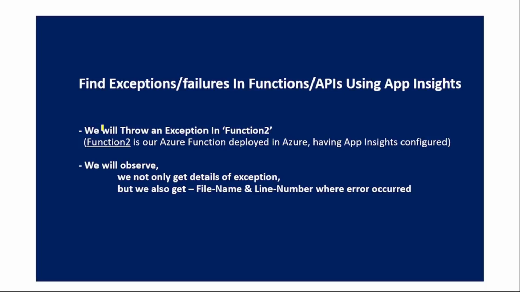Hello guys, in this video let's study how we can find exceptions and failures in Azure Functions or APIs using App Insights. So we will throw an exception in our function, that is function 2, and then we will observe that not only do we get the details of the exception, but we also get the file name and exact line number where that exception or error occurred.